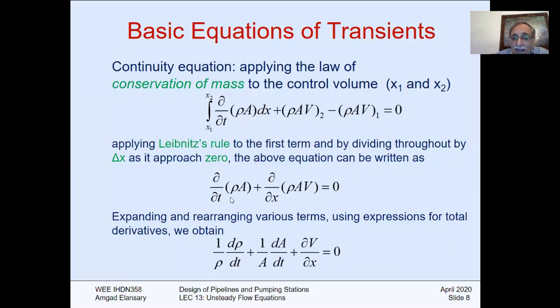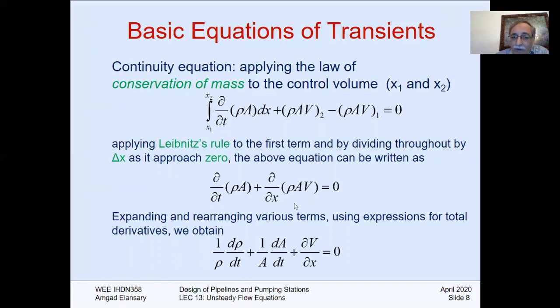If I expand the two parameters here, you will find that partial rho A by partial t can be expanded into this formula by saying 1 over rho d rho by dt, plus 1 over A dA by dt, and this is plus partial rho V by partial x.